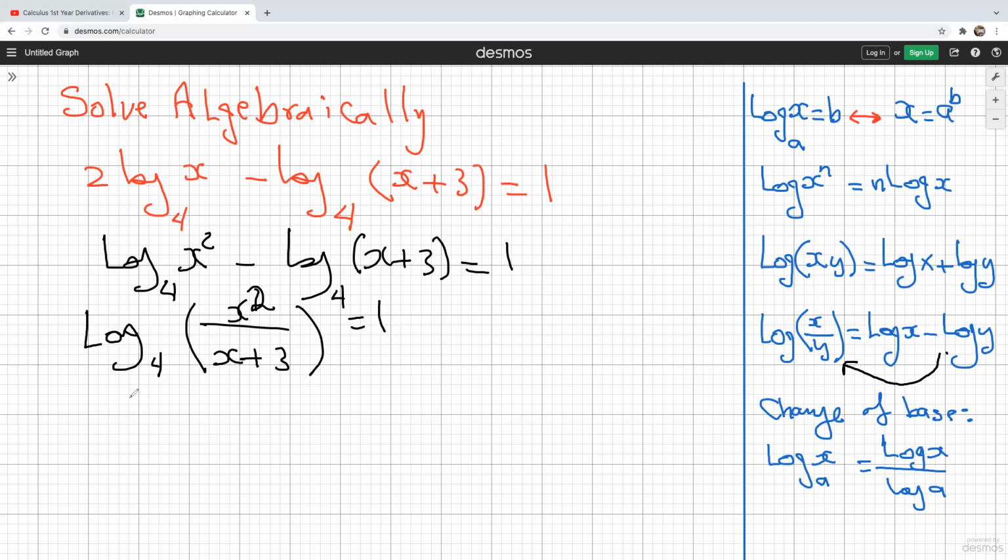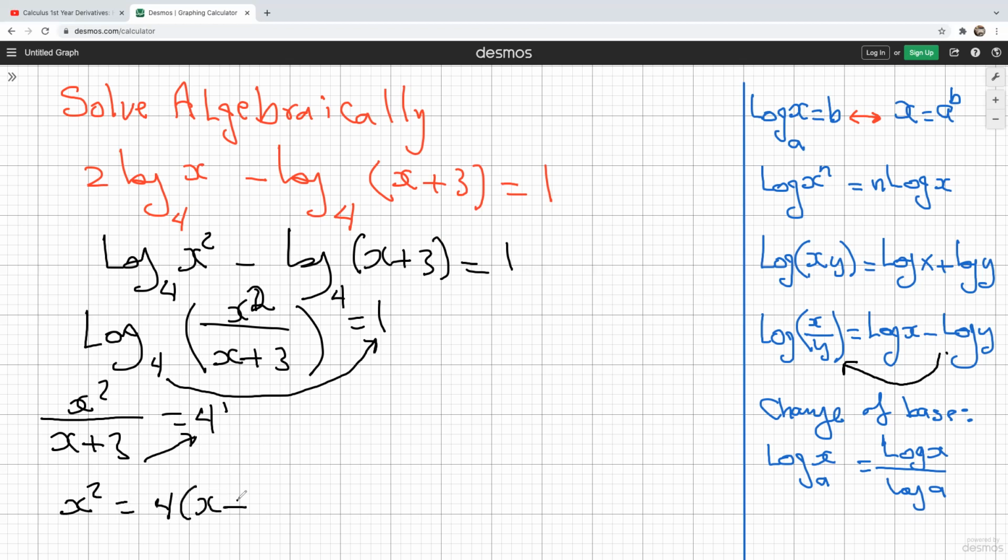Equals 1. Now we go back to this most important law right here. Even though here it's x, but here it's a big expression, the same rule applies. So 4 raised to the power of 1 should equal this. So x squared over (x plus 3) equals 4 to the power of 1. Now that's just 4. I'm going to cross multiply that into here. So we have x squared equals 4 brackets x plus 3. Now I'm just going to move this a little bit this way. So we have x squared equals 4x plus 12.